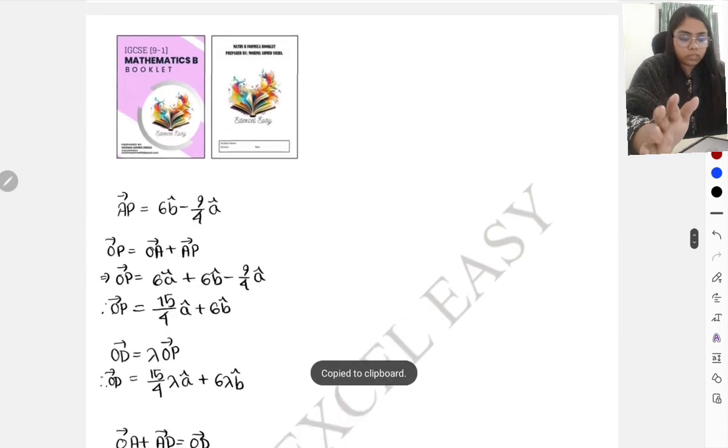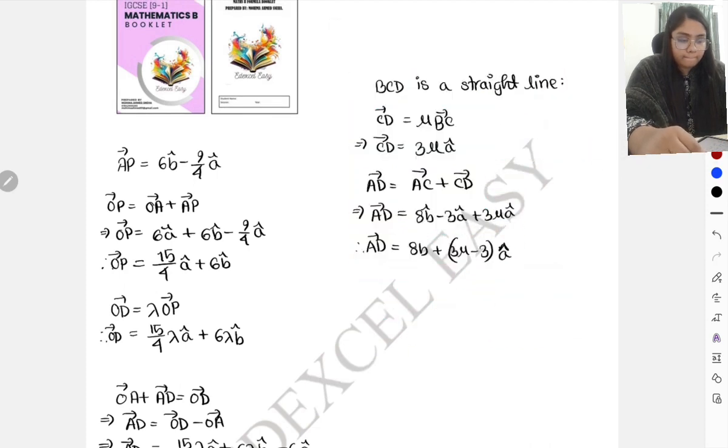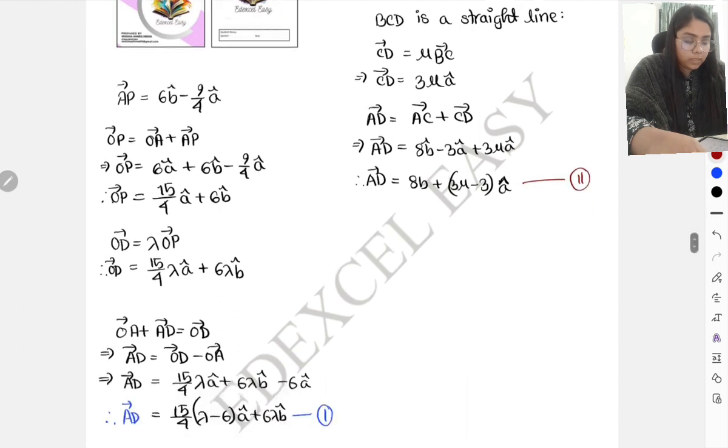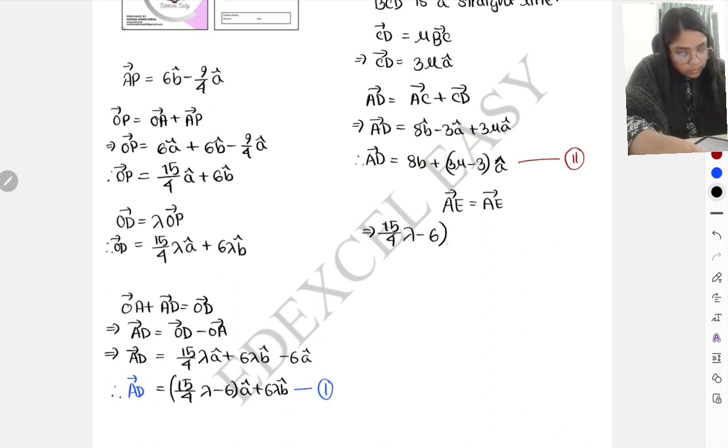All the things with the drawings are done, so we'll not be going back to the top again. Okay, so this is the second expression and that was the first expression. So we can certainly compare these together. AD is equal to AD, which means that we now have 15 by 4. Wait, sorry, I made a mistake. The bracket should be outside over here, right? 15 lambda minus 6a plus 6 lambda b is equal to 3 mu minus 3a plus 8b.